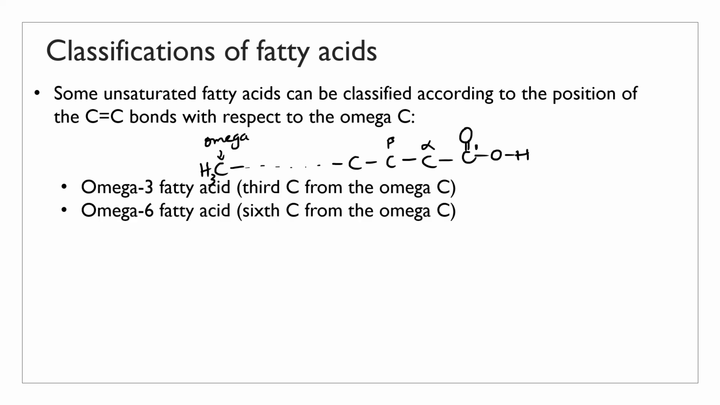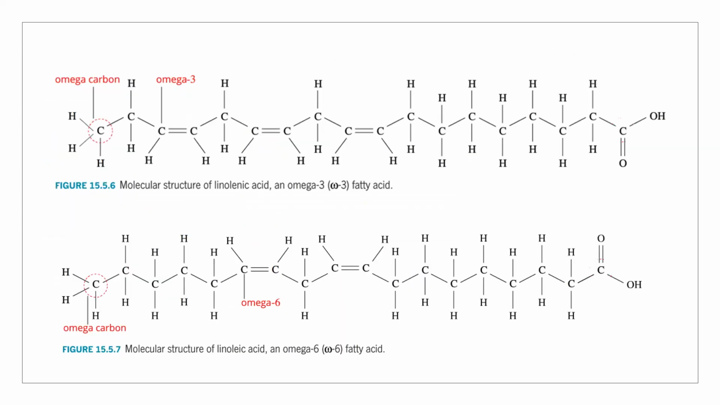carbon. All right, so the definition is you have omega-3 fatty acid, which means that the carbon-carbon double bond is in the third carbon from the omega carbon. And then you can have omega-6 fatty acids, in which the C-C double bond is on the sixth carbon from the omega carbon.